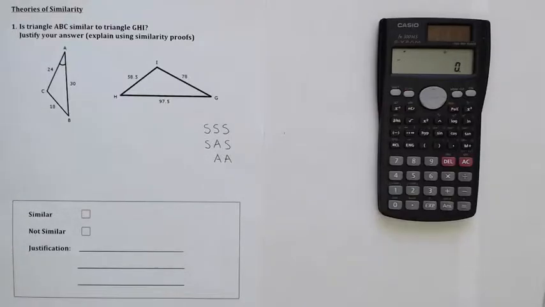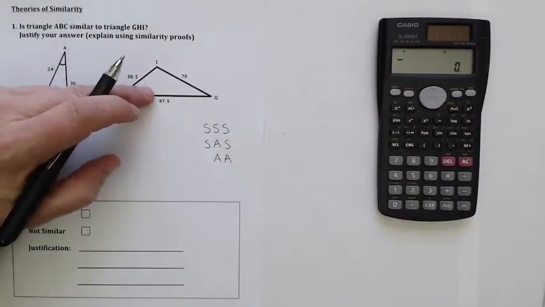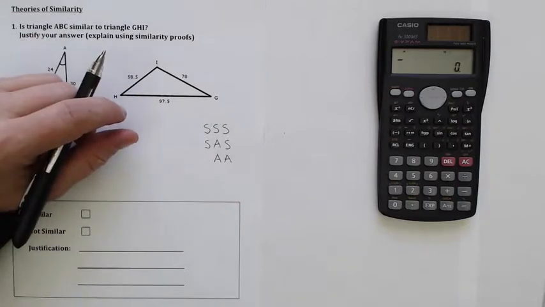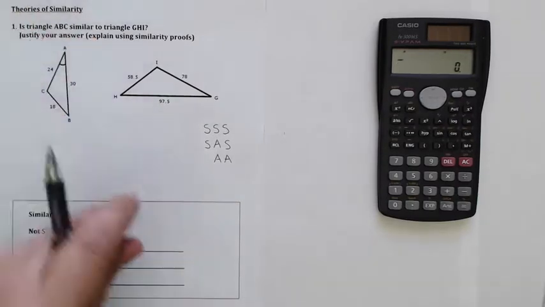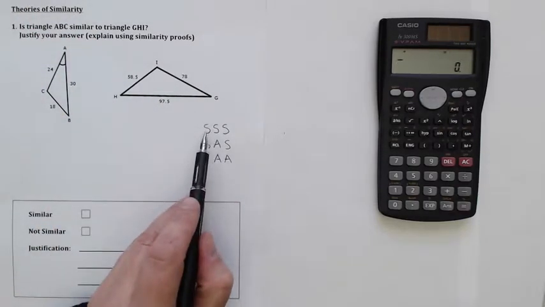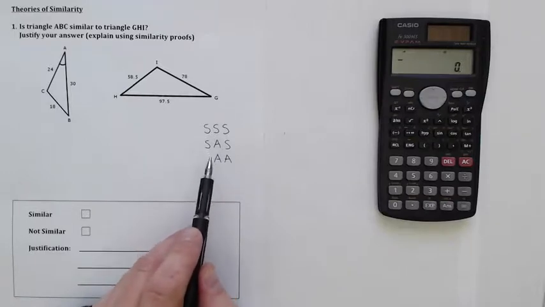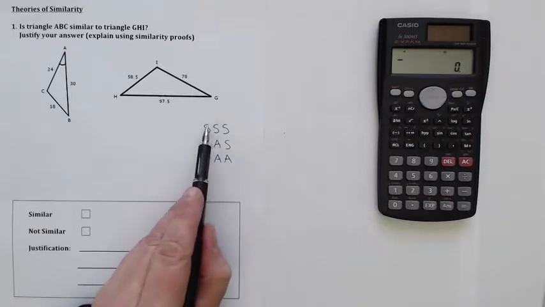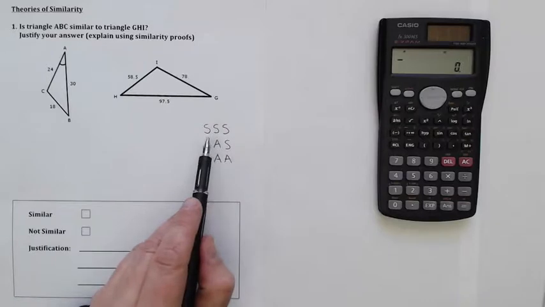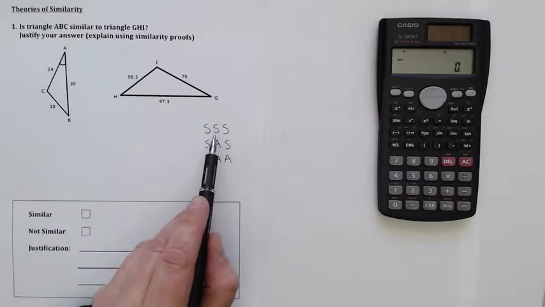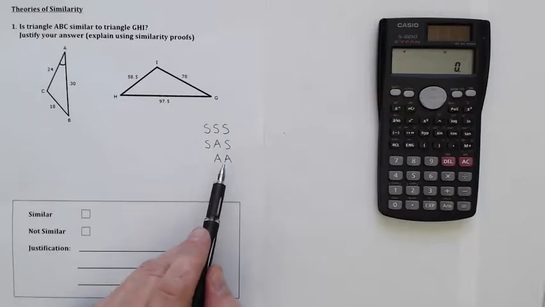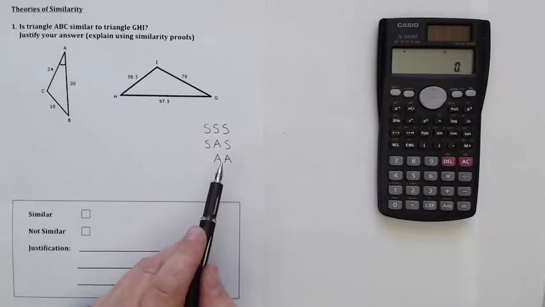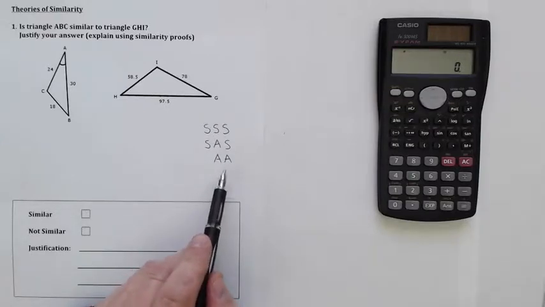Hey guys, if I want to say that two triangles are similar to each other, there are some proofs or rules that I would use to say that. The first is the side-side-side rule, side-angle-side rule, or angle-angle rule. So if all three sides of the first triangle are similar to that of the second, if two sides are similar with the same angle in between, or if two angles, which really means three angles, are the same.